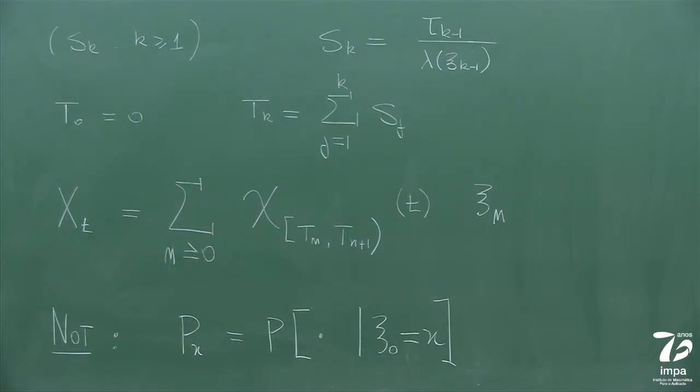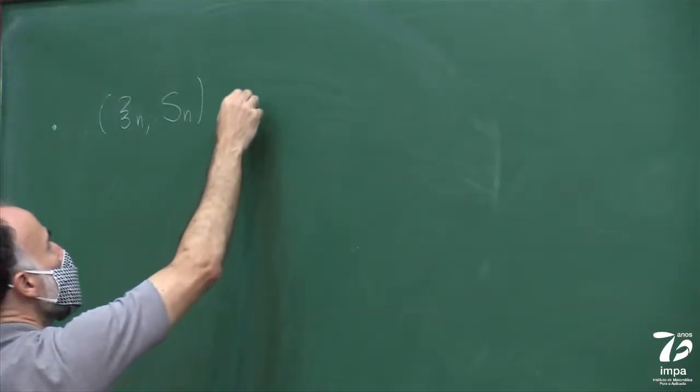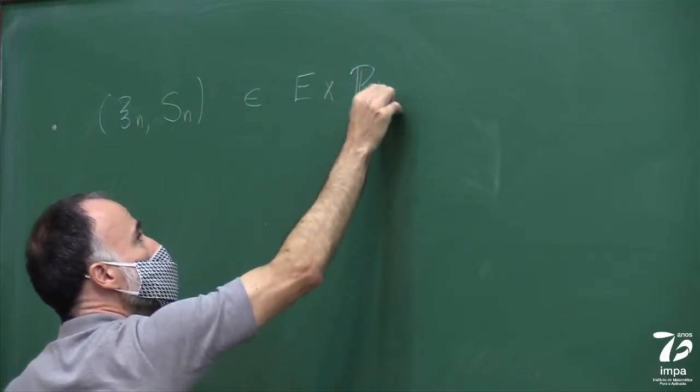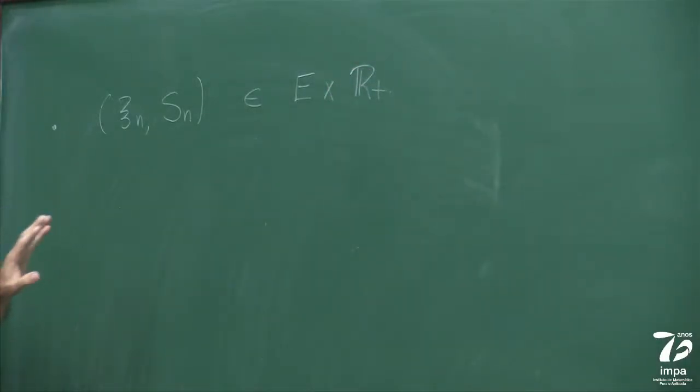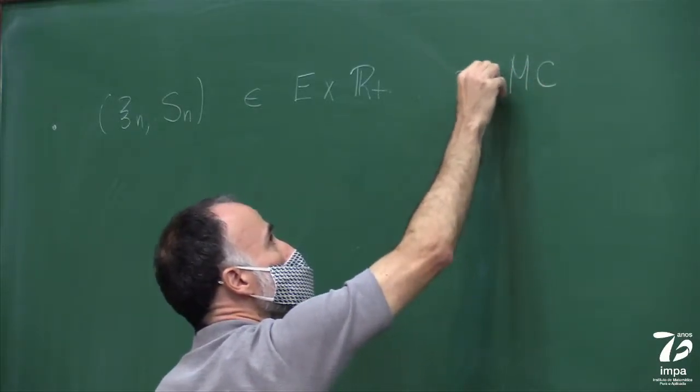So the first result is that psi n, Sn, well, mind that x takes value in E times R plus. So we have seen Markov chains taking values in finite sets. This is clearly not a finite set, but I want to say that in some sense this is a discrete time Markov chain.